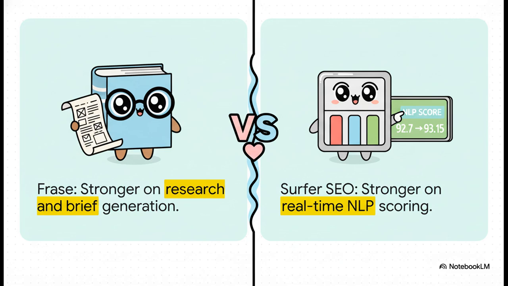Think of it this way. Phrase is your champ for research and building a killer outline. Surfer, on the other hand, is a little stronger when it comes to that detailed, real-time scoring as you write. For most solo bloggers, though, that start-to-finish workflow in Phrase just offers more bang for your buck.